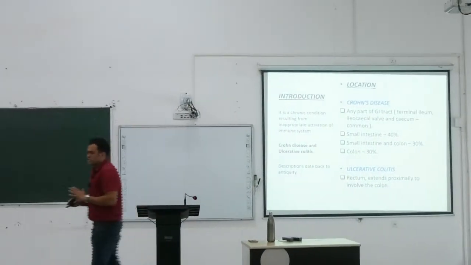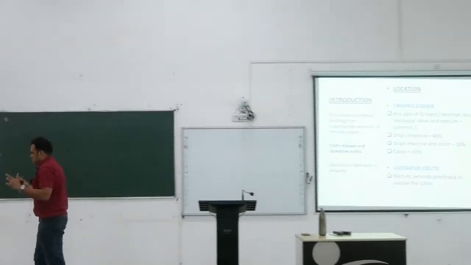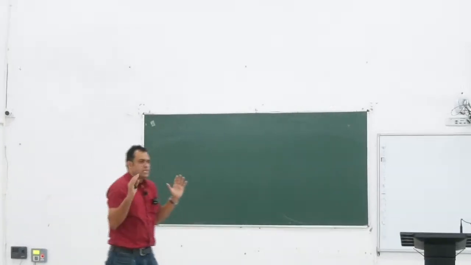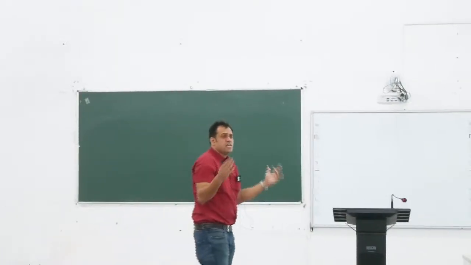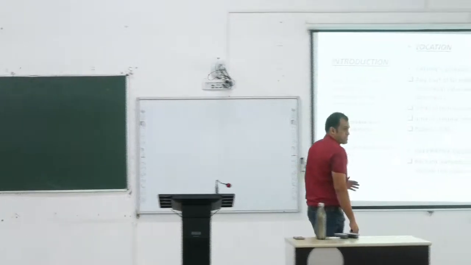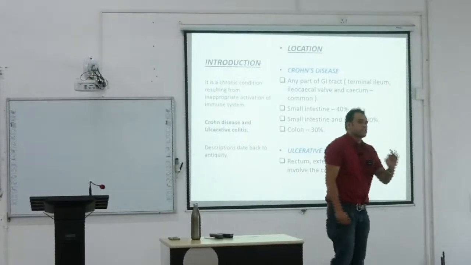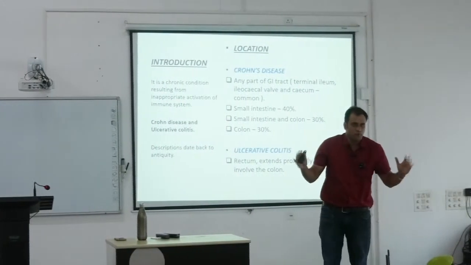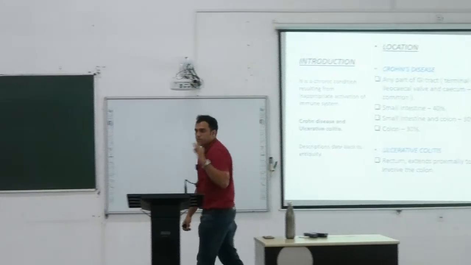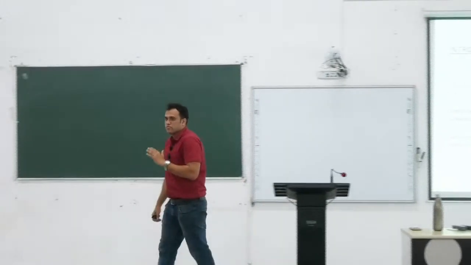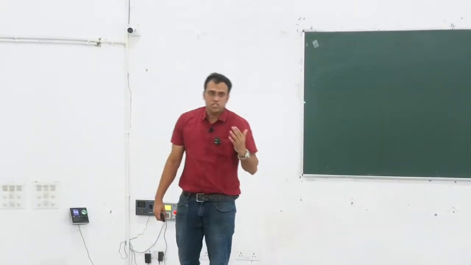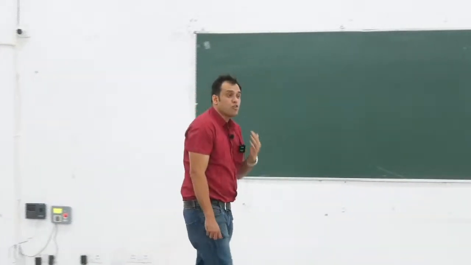It's a very age-old disease. The history dates back to antiquity. If you search the literature, you can find descriptions of the disease from the 15th or 16th century. It's a chronic condition, not an acute condition. It takes many years to form, and it results from inappropriate activation of the immune system. So the two most important diseases that we cover are Crohn's disease and ulcerative colitis.